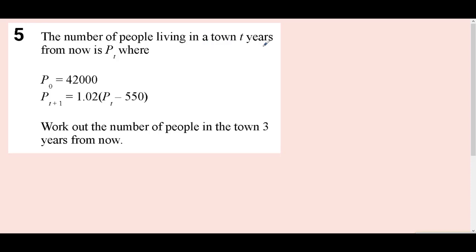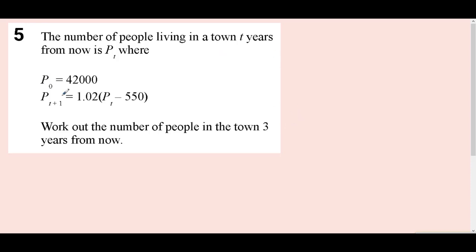Living in a town T years from now is PT, where P0 is equal to 42,000 and PT minus 1 is equal to 1.02 PT minus 550. It asks you to work out the number of people in the town 3 years from now. This would be a calculator question.